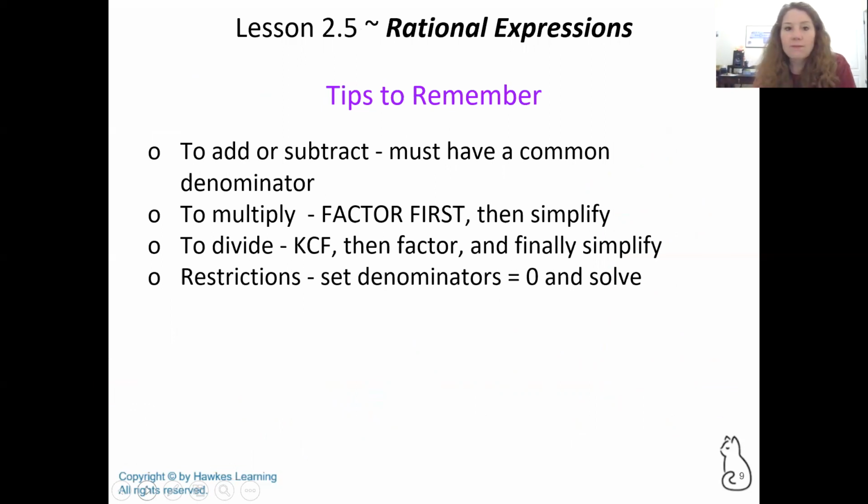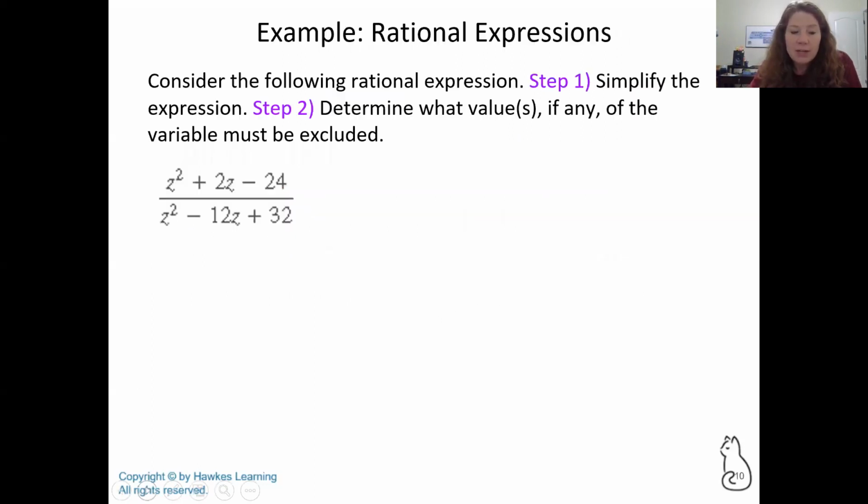Let's look at 2.5. So what we're going to do is we're going to add and subtract rational expressions. We just have to remember that they need common denominators. When we multiply, the first thing we're going to do is factor first, then simplify. When we divide, we're going to keep it, change it, flip it, then factor, and finally simplify. And remember, to find restrictions, all you want to think about is your denominator, setting your denominator equal to 0.